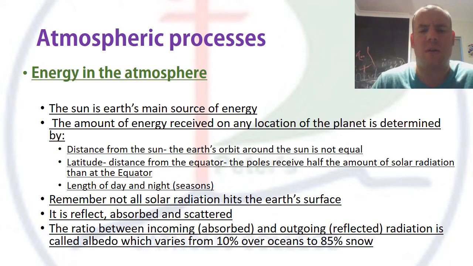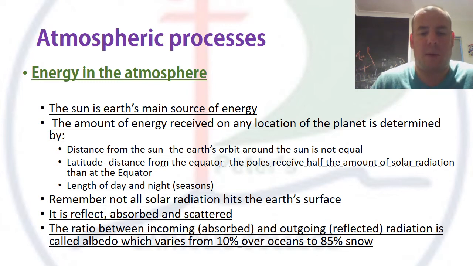Remember, not all solar radiation hits the Earth's surface, and that's why the ozone is such an amazing thing, because it filters out all those harmful UV radiation waves. It also gets reflected from clouds, from the surface, from dust in the atmosphere. It does get absorbed and it gets scattered.